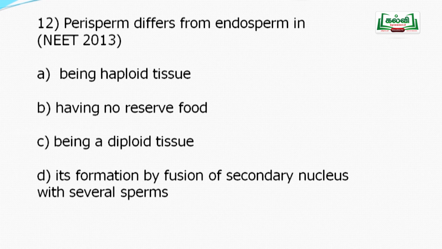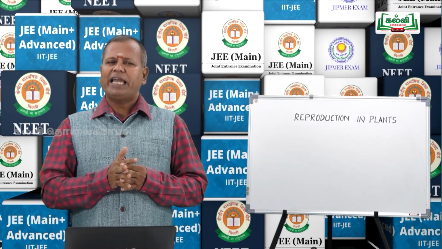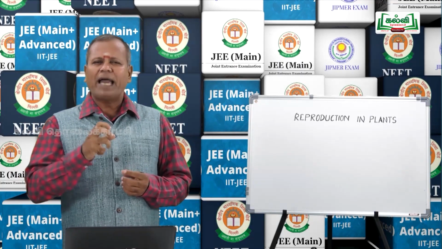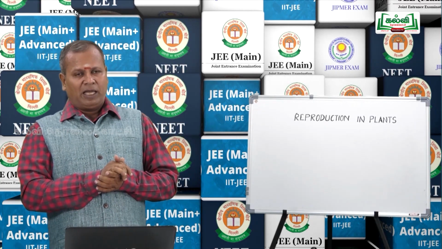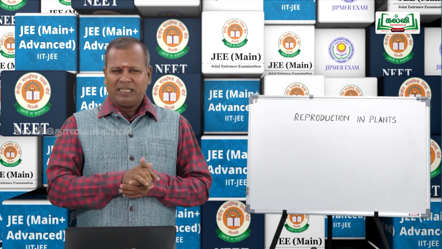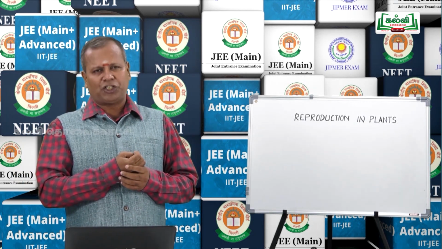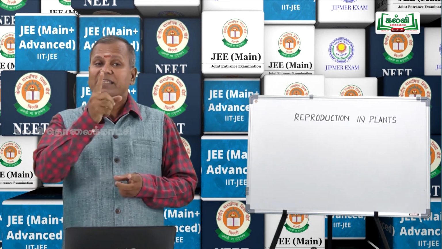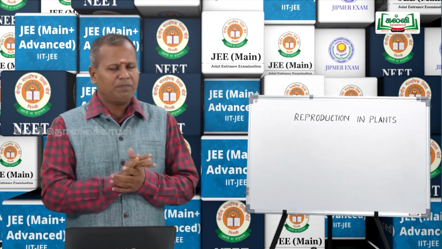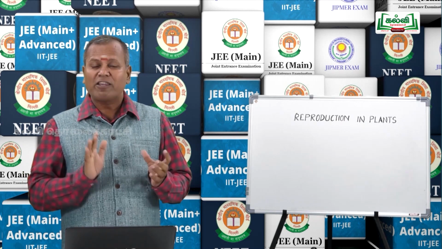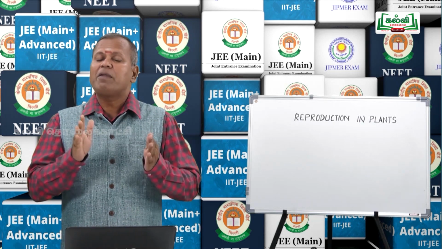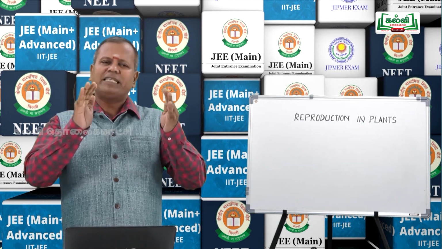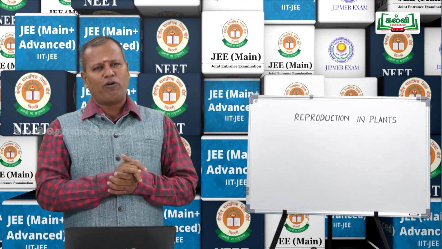What is perisperm? You know, nucellus tissue present in the ovule supplies nutrients to the developing female gametophyte. After fertilization, the remaining part of the nucellus tissue present in the embryo is said to be perisperm. So, perisperm is nothing but the nucellus. What is nucellus? Nucellus is a nutritive tissue for the developing female gametophyte. It is present in the ovule inside the integuments.